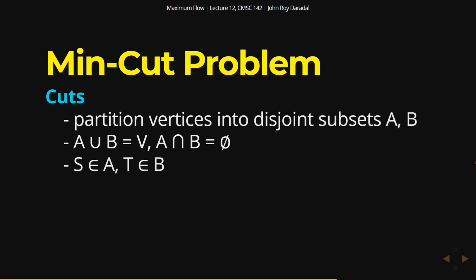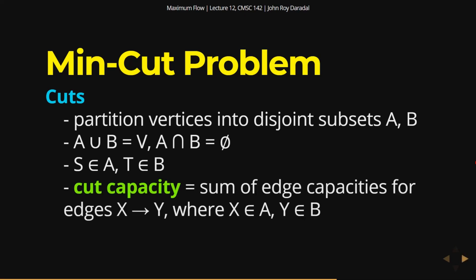Okay, the other condition here is that for your graph, if you have a source and a sink vertex S and T, S should belong to one subset and T should belong to the other subset, so they shouldn't be part of the same subset. Okay, so again, the source should be in subset A, the sink should be in subset B. So that is the condition.